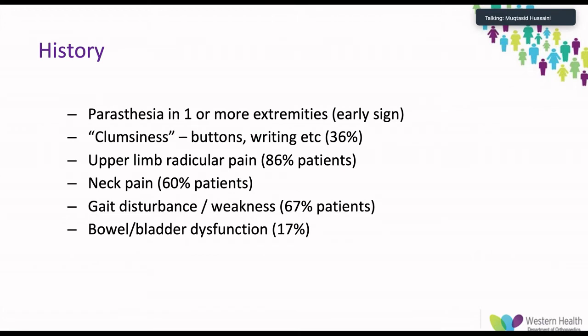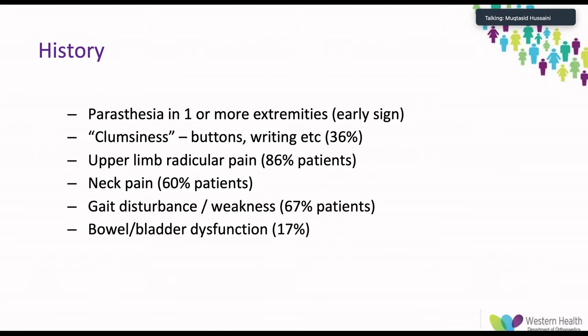So when assessing a patient in myelopathy, it's important to take a very thorough history. Paresthesia in one or more extremities is one of the early signs that you can elicit. Clumsiness is often how the patient will describe the fine motor changes that they develop in myelopathy. So they may have difficulty with buttons and getting dressed, handwriting.